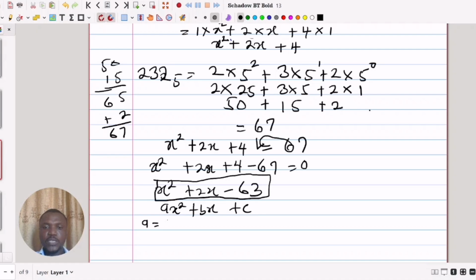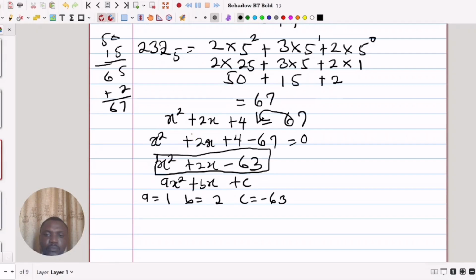The coefficient of x squared is 1 for this equation. Your b, which is the coefficient of x, is 2, while your c is minus 63. Now, to get the root of this equation, first, you are going to do a times c, which is 1 times minus 63, which will give you minus 63. And you have your b, which is 2.